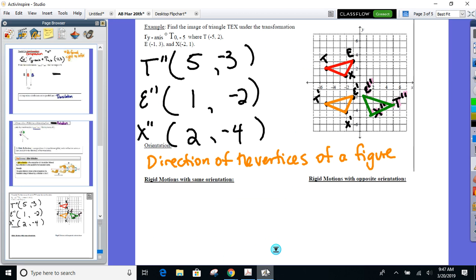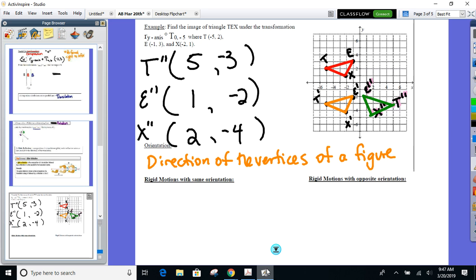Okay, rigid motion. I got reflections. I got a translation. Any other rigid motions? Something that doesn't change size or shape. Rotation. Okay, everyone good? Now, I'm not going to put those under same rigid motions with same orientation.